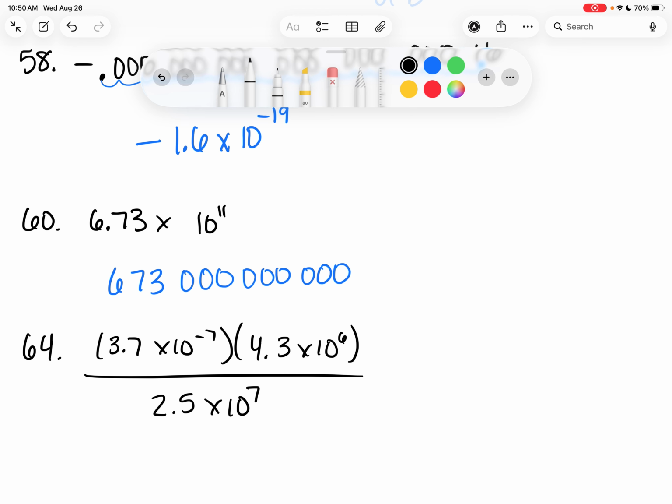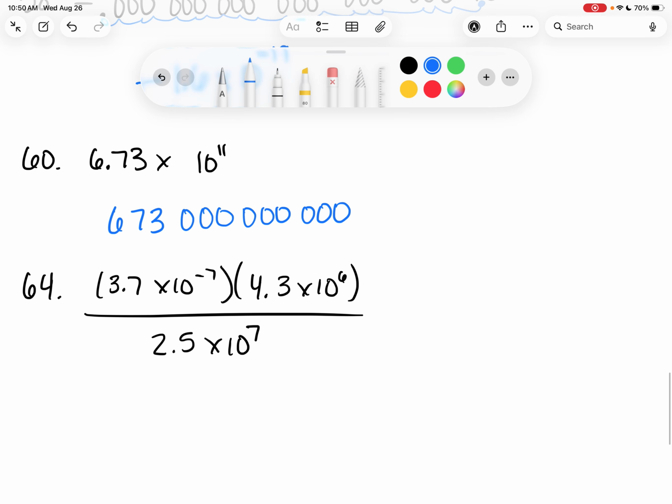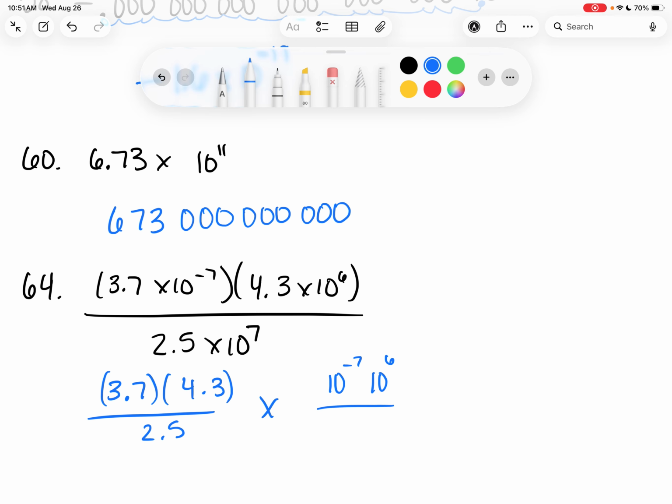Now, there's an easier way to think about this than just throwing it in a calculator. I'm going to regroup these things. Everything on top is being multiplied, and the stuff on the bottom is also being multiplied. So I'll do some regrouping: 3.7 times 4.3 over 2.5, times 10 to the negative 7, 10 to the 6 over 10 to the 7.